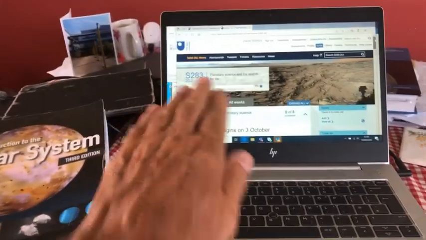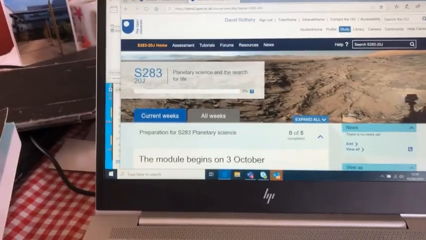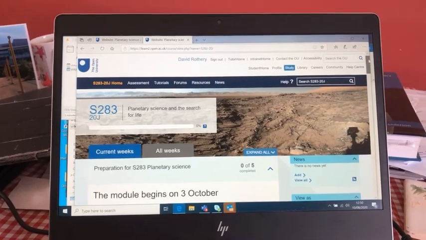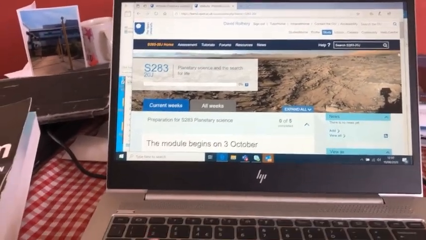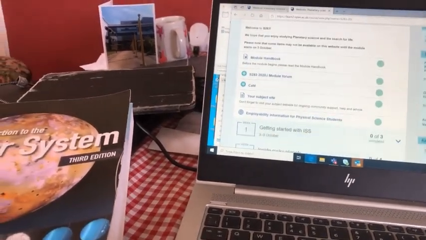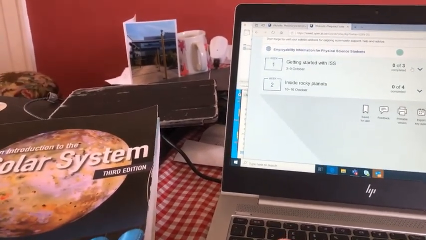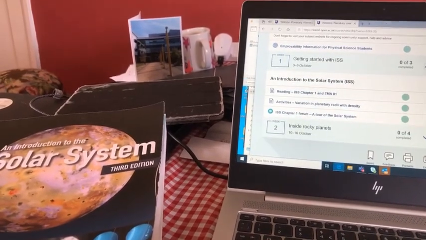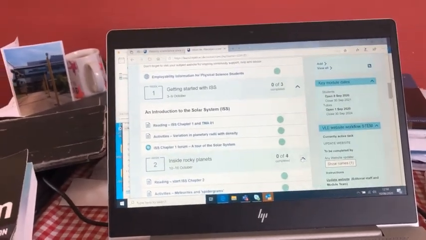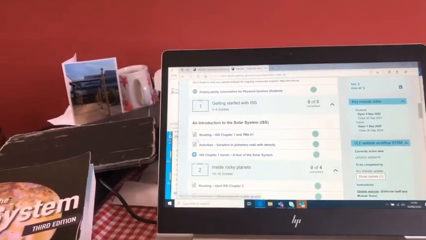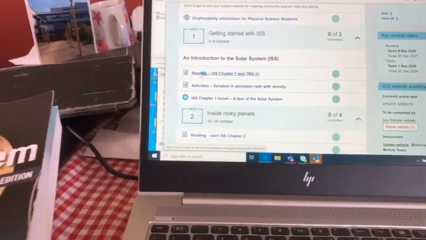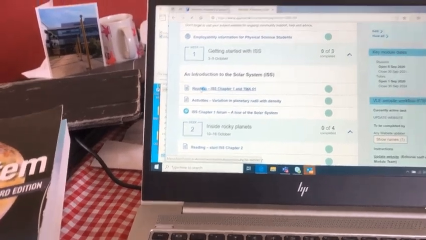On the screen there is the 20J website for S283, and that's where you should guide yourself from. There is a course calendar. Here you can expand each week as you get to it. And this is where you will find what you should be reading and what activities you should be doing. Clicking on the reading links will open up further material.